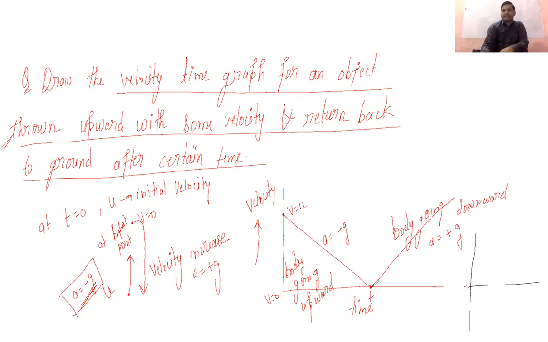Look here. For this part up to here, the acceleration is negative. This is your acceleration, and this is your time. After this, the acceleration will become positive. I have written it: a is equal to minus g up to this point, and a is equal to plus g after this time. Got it? Okay, so the next page.